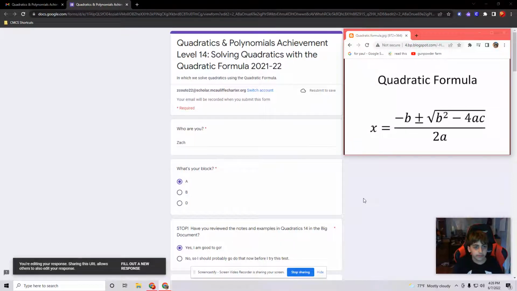Hey guys, so we're gonna do 14 now. That is solving quadratics with the quadratic formula. Oh my goodness. Okay, look. I don't know if you guys can see it. The quadratic formula is probably right here, if you guys can see it.